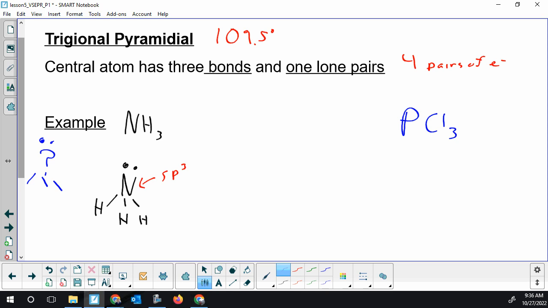The same way that carbon and silicon bond very similarly. Carbon and silicon are both in group 4. So CH4 and SiH4 are both going to be tetrahedral, 109.5. Nitrogen, phosphorus, oxygen, and sulfur are going to bond exactly the same.